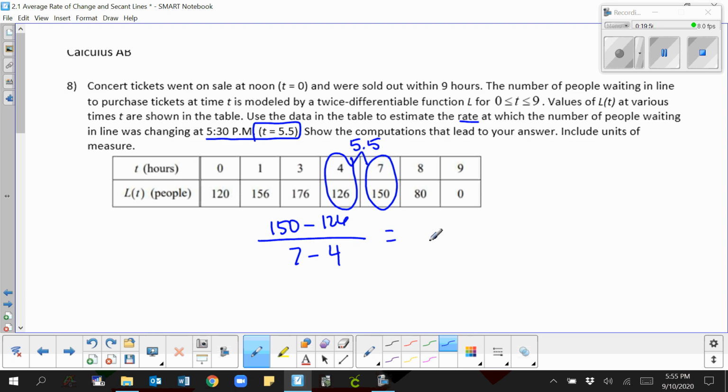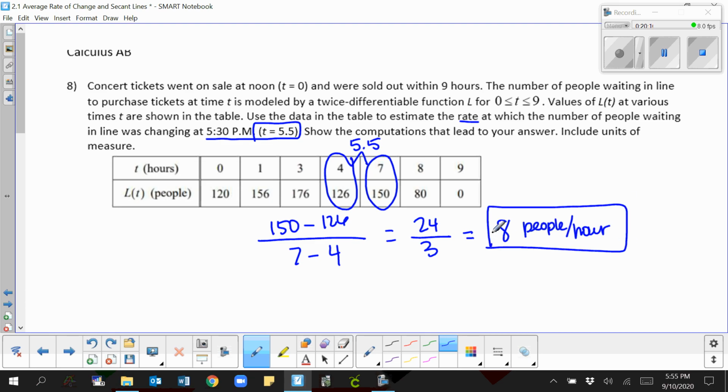So 150 minus 126 gives me 24. 7 minus 4 gives me 3. And 24 divided by 3 is 8. So our number of people waiting in line was changing at a rate of 8 people per hour. So that's kind of a slow moving line.